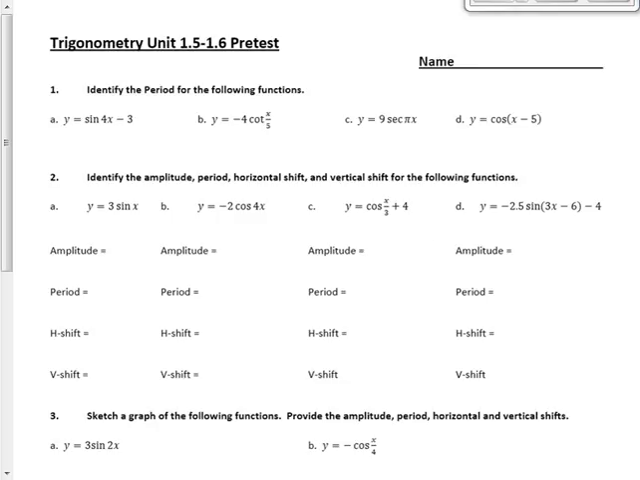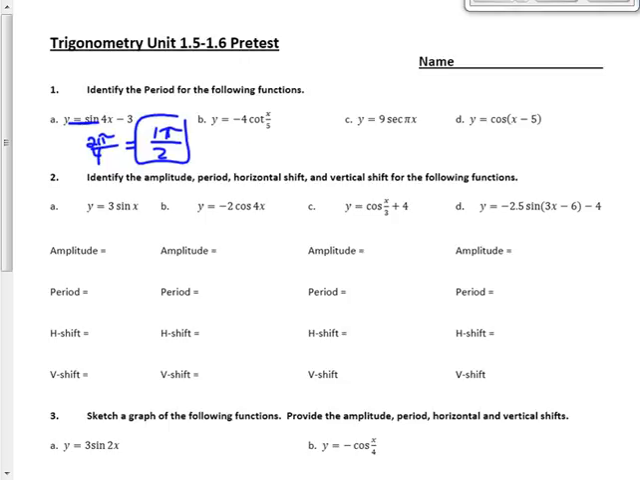So we start with number one, finding the period. The period of sine is 2 pi, so we're going to go 2 pi on top, and then we're going to divide it by the number in front of the x. That's 4, so I want to reduce this. If you do not reduce it, I won't give you full credit. So we get 1 pi over 2, or just pi over 2.